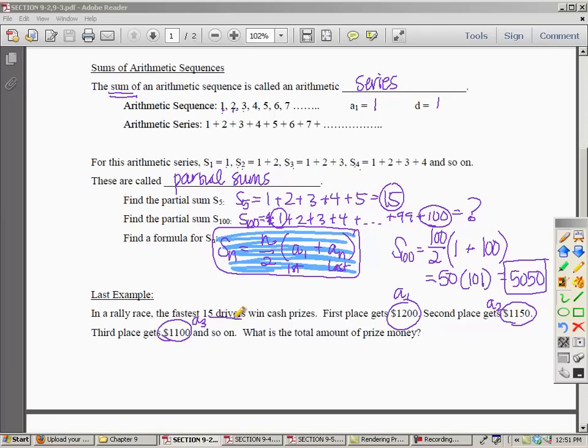Now, we're talking about 15 drivers, so we're going to take the sum of the 15 drivers and figure out how much money this place is giving out. As I start my formula, we do 15 divided by 2. First place got 1,200. So this is first place. As I talk about my formula, though, last place is really 15th place. The question is, though, I don't know how much money 15th place got. And so what I need to do is a little bit of work.